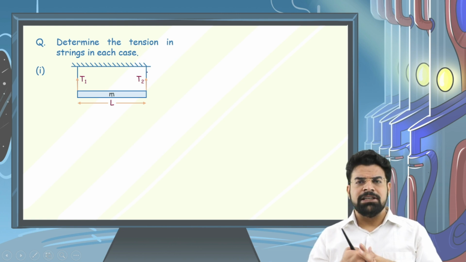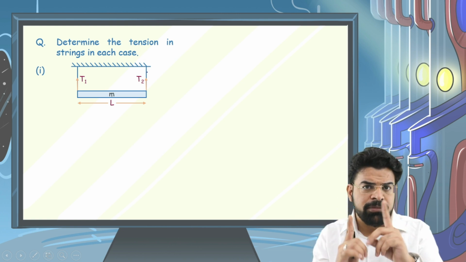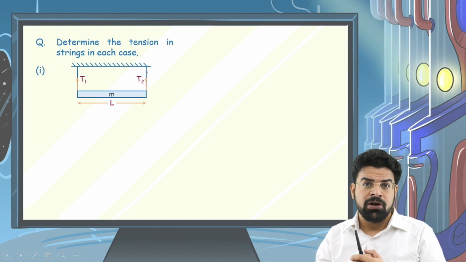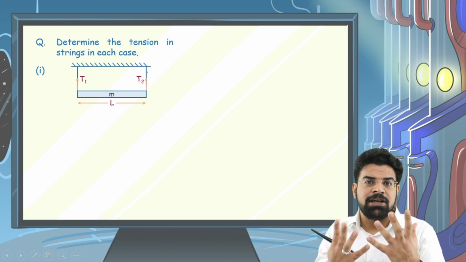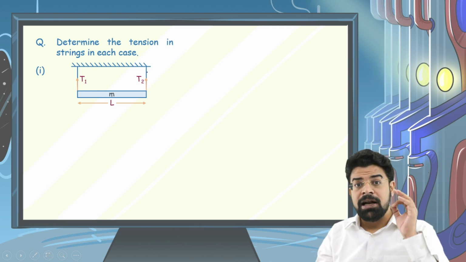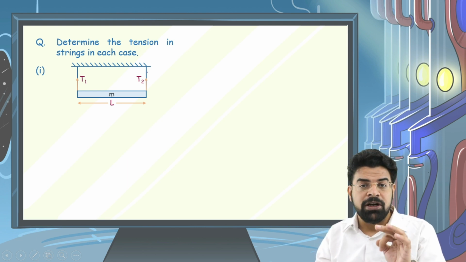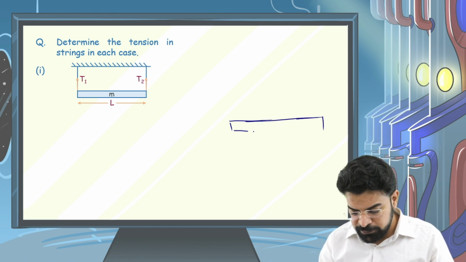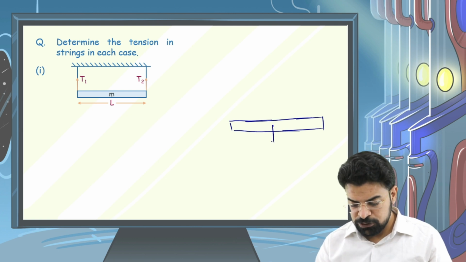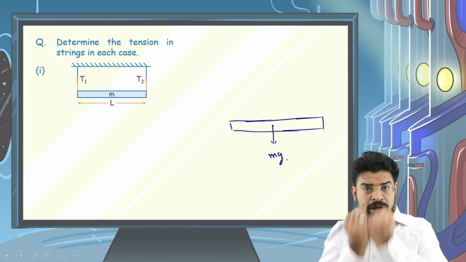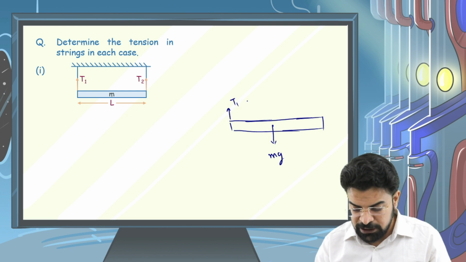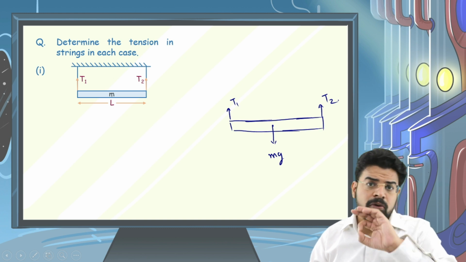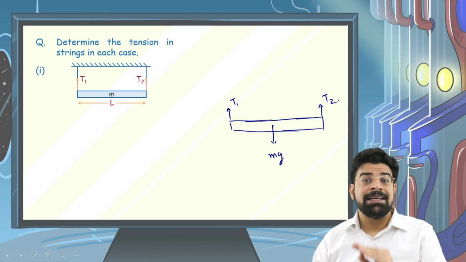One way you can say is, sir, for the rod to be in equilibrium, the net force on the rod has to be 0 as well as the net torque on the rod has to be 0. The net force has to be 0 in which direction? All directions. The net torque has to be 0 about which point? Any point in space. If you visualize all the forces acting on the rod, there will be a force of gravity downward trying to pull it down. There will be a force of tension T1 and a force of tension T2.